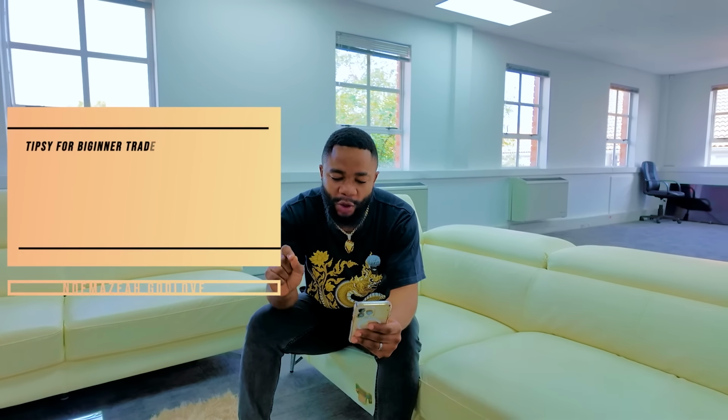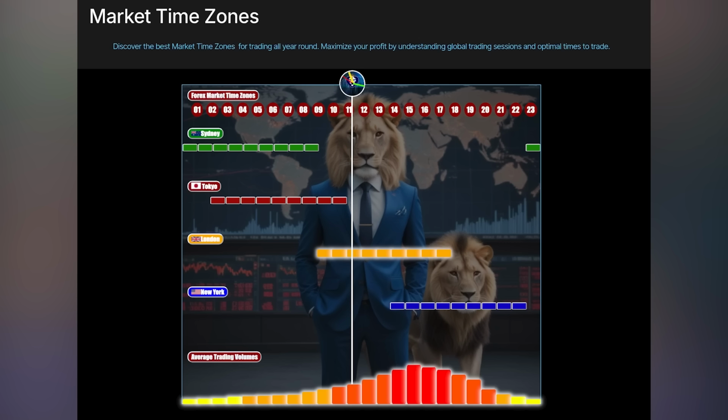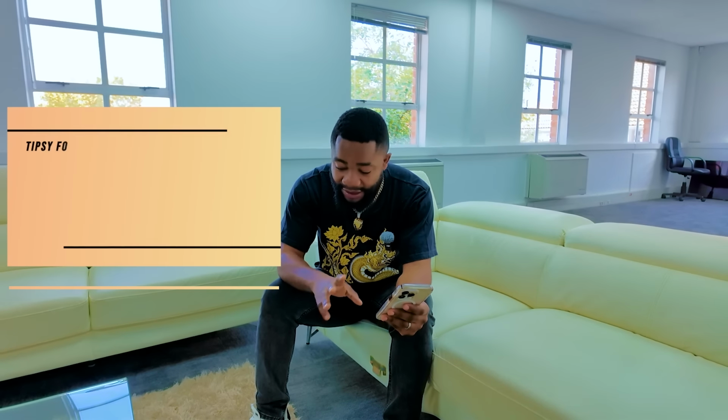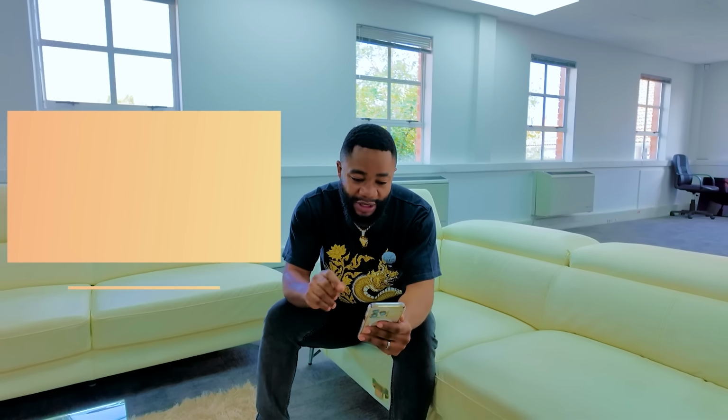Trade during the London or New York session. More liquidity equals better trades and lower spread. As a beginner, write it down: these are the best times you should trade. Besides this period, you shouldn't be looking for trades. As a beginner, trade early. I should be able to edit my note and add early. Trade early during the London and New York session.